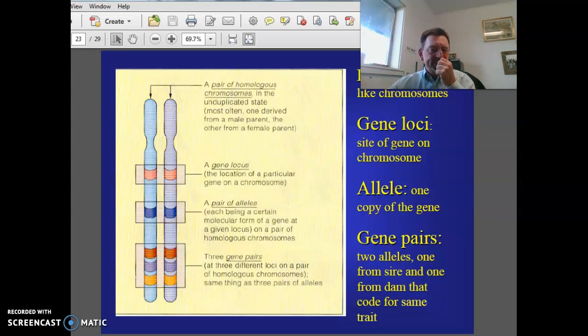We've looked at this slide before. This is just a couple of homologous chromosomes, which means they're alike, and it's showing a pair of alleles. And alleles are just those genes that occupy similar locations on homologous chromosomes, which might be a gene for eye color or hair color.